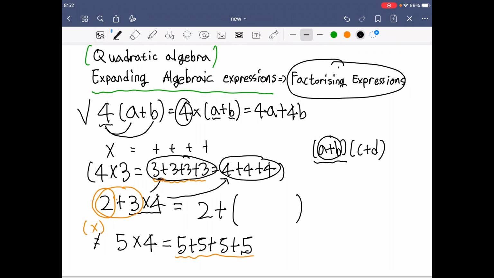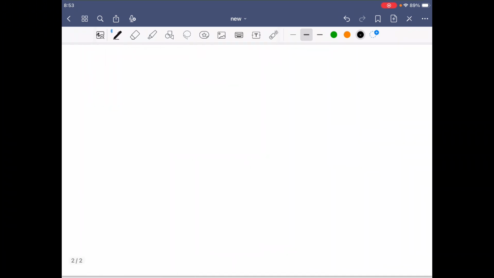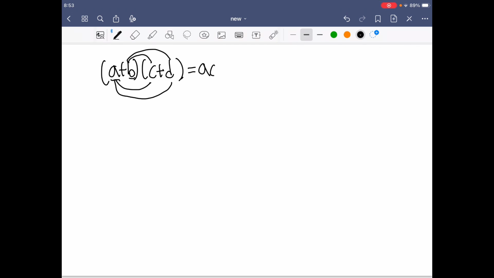So how do we do this? You might already know how to do this, but basically, you can just expand each number: A, C, A, D, and B, C, B, D, and multiply them. So AC plus AD, this makes BC, this makes BD. So I'm going to explain why this is the case, okay?